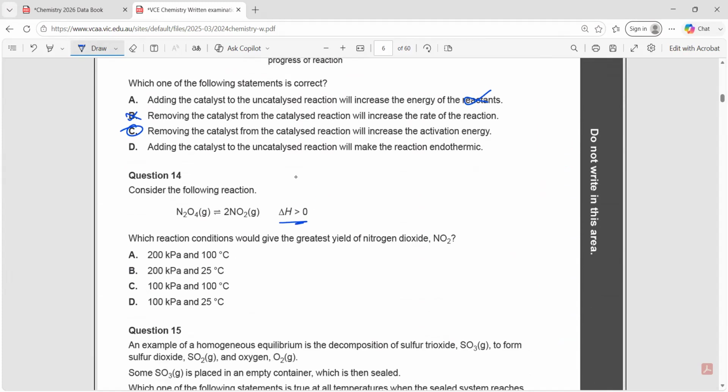What reaction condition? So this is endothermic. If we have increased pressure, then the system will try to decrease the pressure by favoring the side with the least moles, which would be this way. So we would want low pressure. And because it's endothermic, it's okay if we have a higher temperature, because with a higher temperature, Le Chatelier's principle will say, let's lower the temperature.